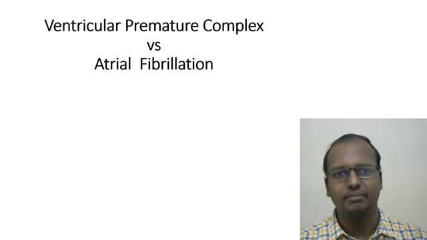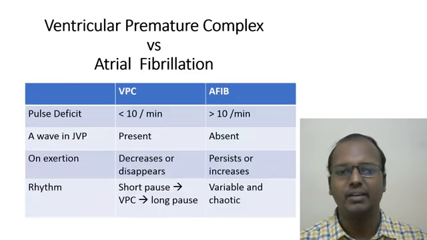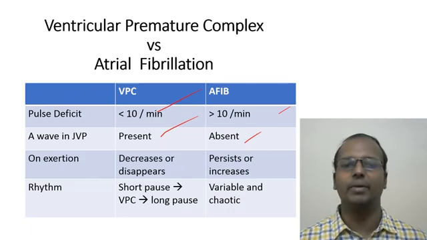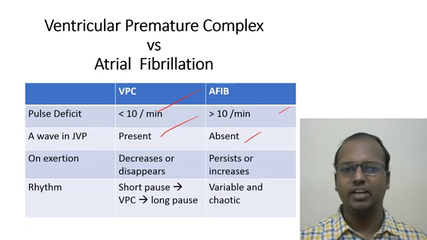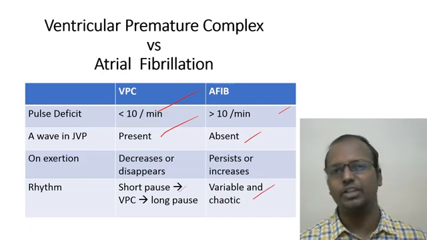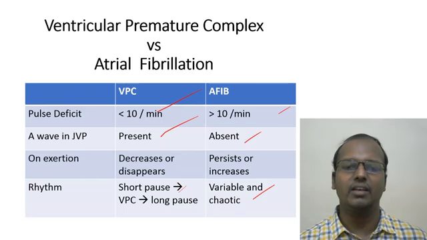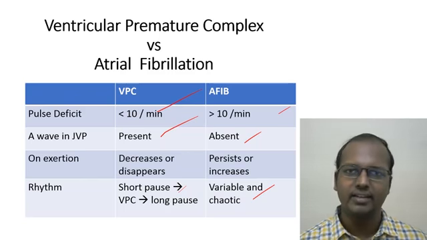What is the difference between ventricular premature complex and atrial fibrillation? We have discussed in the previous modules that there is a thing called pulse deficit. That is a very important parameter. Pulse deficit less than 10 is ventricular premature complex, whereas more than 10 suggests atrial fibrillation. The a wave in JVP will be present in ventricular premature complex, whereas absent in atrial fibrillation. On exertion, the ventricular premature complex can decrease or sometimes disappear, whereas it persists or increases in atrial fibrillation. The rhythm will be short pause, VPC, long pause, whereas atrial fibrillation will be variable and chaotic. So these are the classic differences with which we can tell whether this patient has a ventricular premature complex or atrial fibrillation.